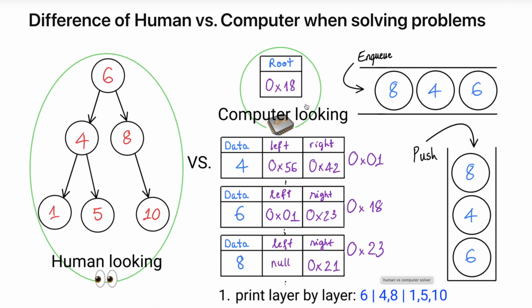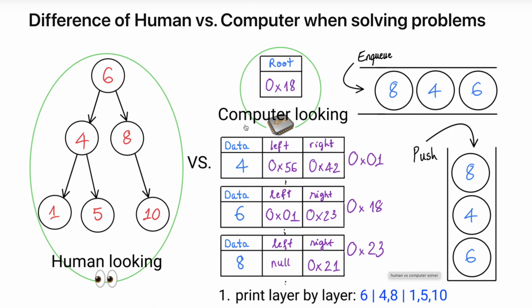But then if the computer can look at one node at a time, how can we solve our first problem, print layer by layer? Well, that's where stack and queue come into the picture. So when the computer is looking at node 6, it knows where node 4 and node 8 are by the addresses. So with the first node 6, we can enqueue node 4 and node 8. Or if we're using stack, we can push node 4 and node 8 to the stack.